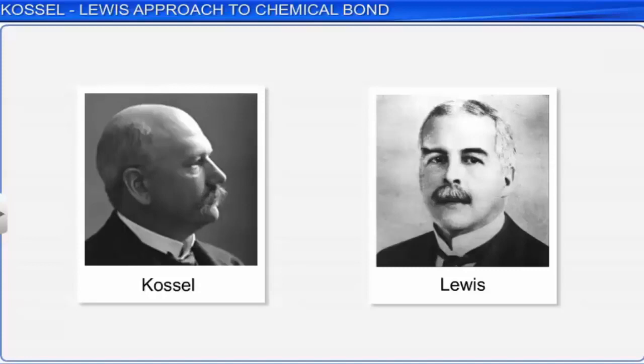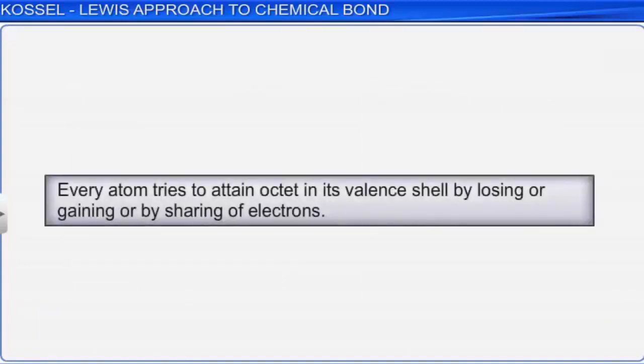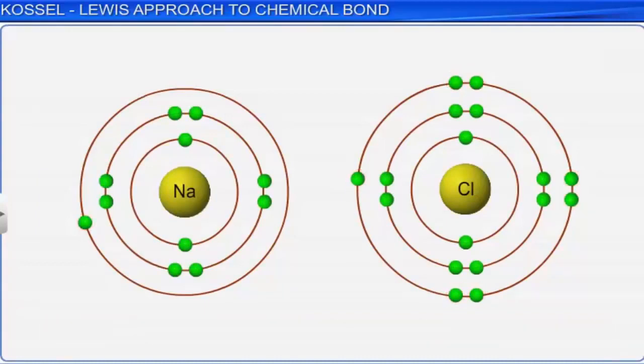Later in 1916, Kossel and Lewis developed the electronic theory of valence, or theory of chemical bonding, to explain the chemical bond formation between the two atoms. According to the electronic theory of valence, every atom tries to attain an octet in its valence shell by losing or gaining or by sharing of electrons. This is known as the octet rule. Only valence electrons are responsible for the formation of chemical bond. Except valence electrons, the remaining part of the atom, that is the nucleus with the inner shell electrons, is called kernel.